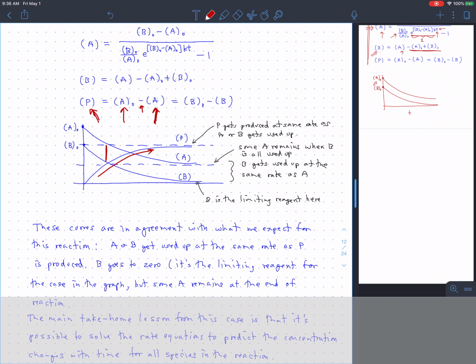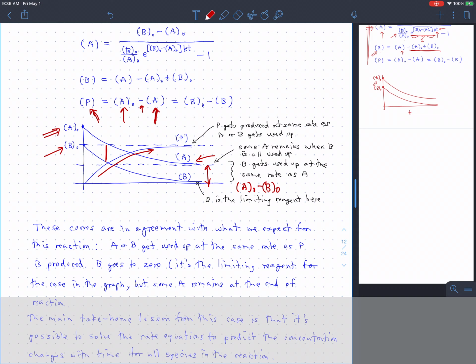Notice that if we started out with more A than B, then the A never goes away. As time goes to infinity, all that happens is that the A concentration goes to an amount which is A0 minus B0, and that's because A is an excess reagent in this case, right? All the B gets used up, that stops the reaction. No more A can be used after that. We're out of B.